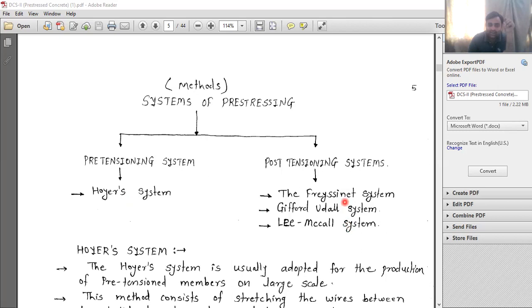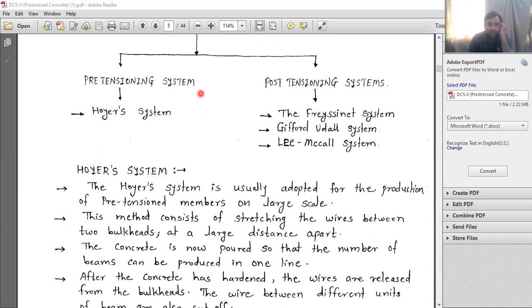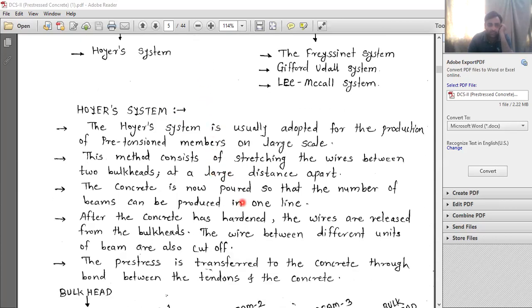So all these are the scientists who have invented these methods. So their name is given to that method. Okay, how it is to be done. So now we will see one by one each method. First, in the pre-tensioning system, Hoyer system.